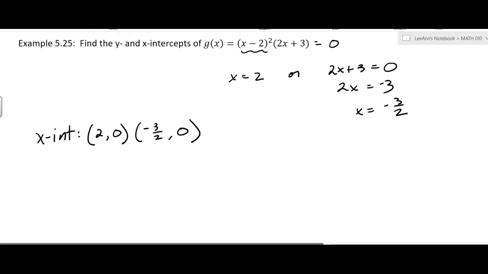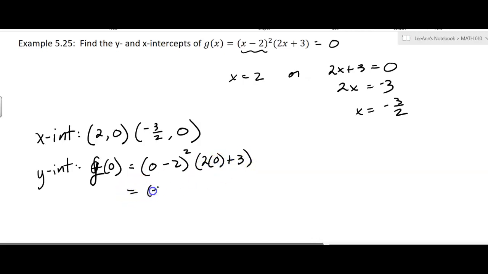Now, what about the y-intercept? To find the y-intercept, remember you're going to find f of 0, f evaluated at 0. Oops, except our function is called g. But anyway, we're going to put in 0 for x, and then we'll have to evaluate it. And so we get negative 2 squared times 3, or 4 times 3, which is going to be 12. That means we know another point now, the y-intercept, which is going to be 0, 12.